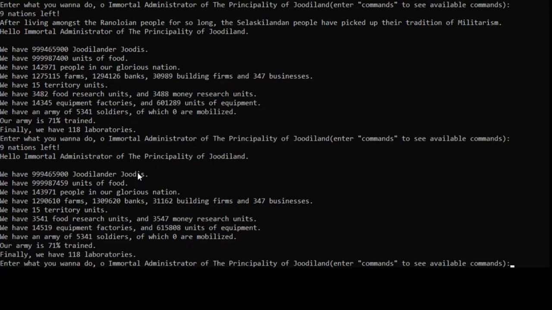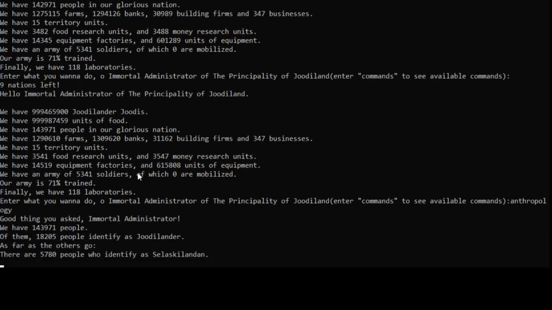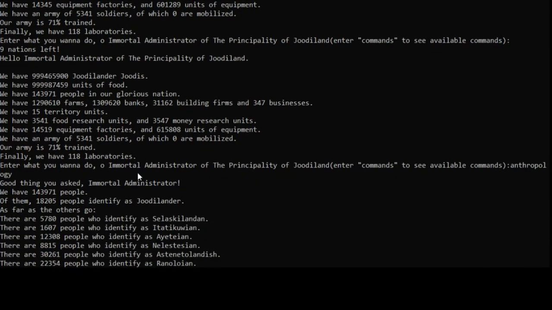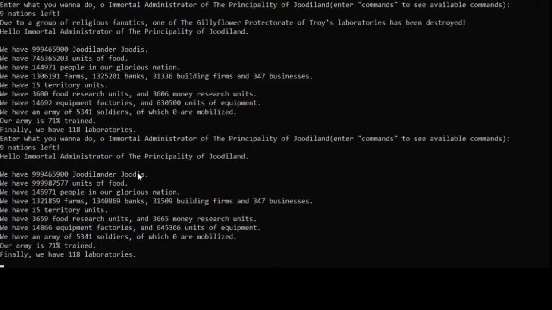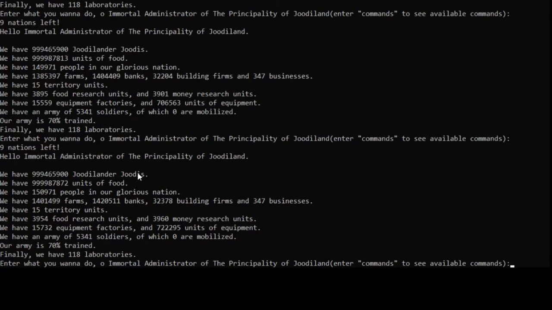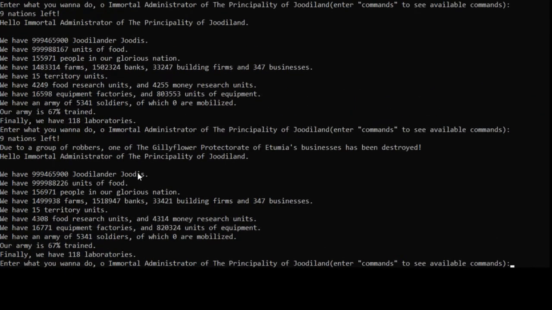After living amongst the Ranoloian people for so long, the Silaskilandan people have picked up the tradition of militarism. Ah, that's right, they're in our nation. So they're starting to assimilate into each other. Alright, I hope this does well. Let's keep going. Let's keep observing.